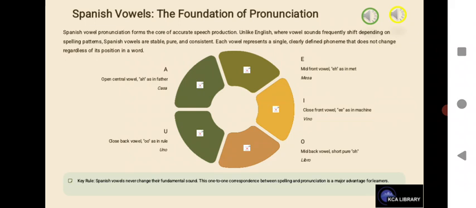The 5 Spanish vowels are A, pronounced "ah" as in cosa; E, pronounced "eh" as in mesa; I, pronounced "ee" as in vino; O, pronounced "oh" as in so; U, pronounced "oo" as in luna. A key rule to remember is that Spanish vowels do not change their fundamental sound. This direct relationship between spelling and pronunciation makes it easier for learners to read, speak, and pronounce words with confidence.